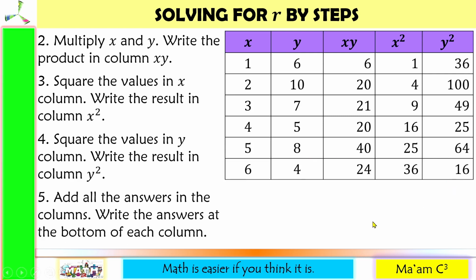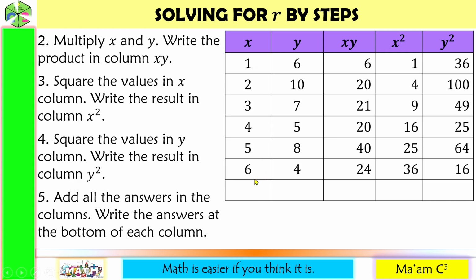Step 5. Add all the answers in the columns. Write the answer at the bottom of each column. So it means we're going to add another row. And we're going to get the sum of each column. Let's start with column X. 1 plus 2 is 3. 3 plus 3 is 6. 6 plus 4 is 10. 10 plus 5 is 15. And 15 plus 6 is 21.